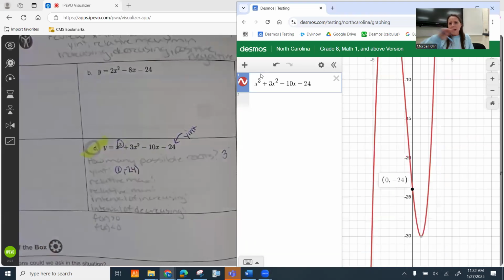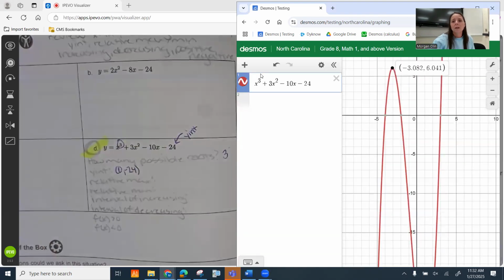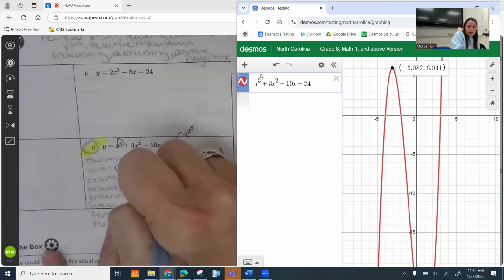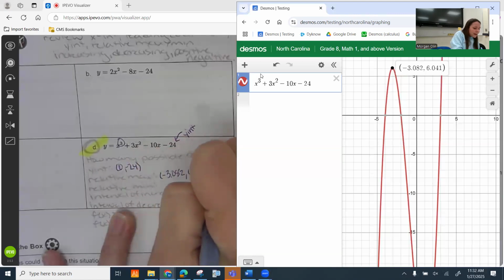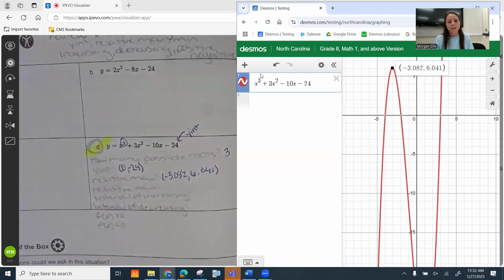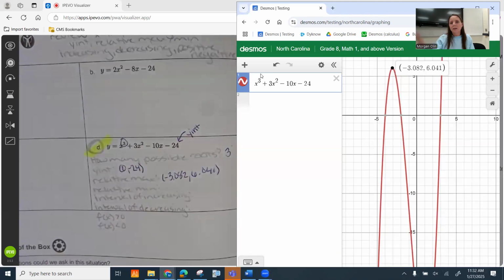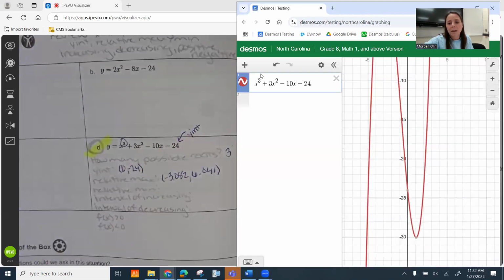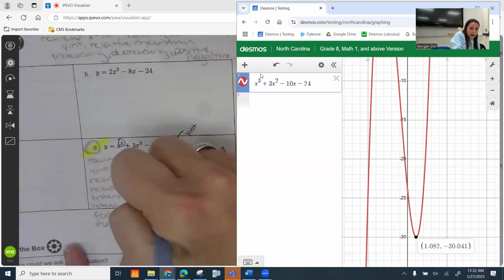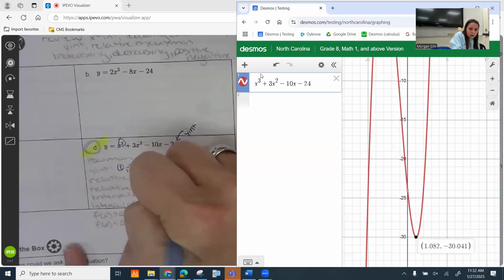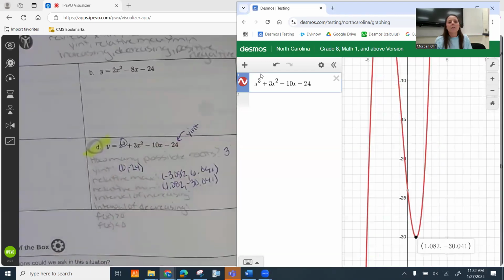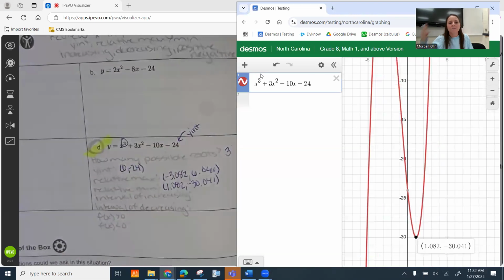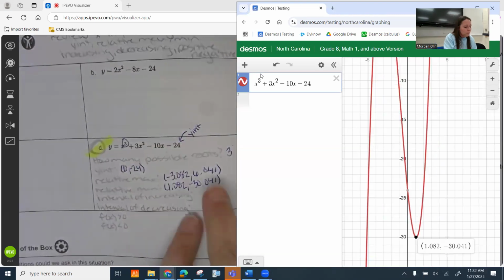Relative max. Remember, that's when it goes up and comes back down. Well, we have one of those up here. So here's our relative max, and I'm going to write it down: (-3.082, 6.041). And we can have more than one of those, so just know that. Relative min, that's when it goes down and comes back up. So we have another relative min right here. It is at (1.082, -30.041).